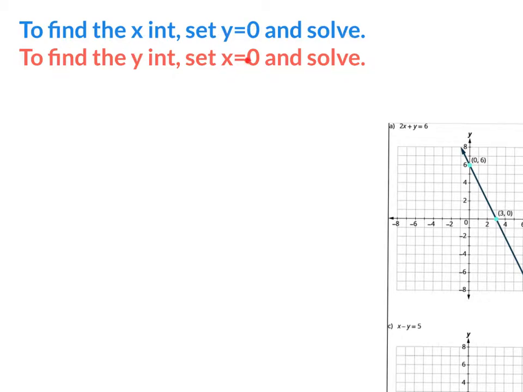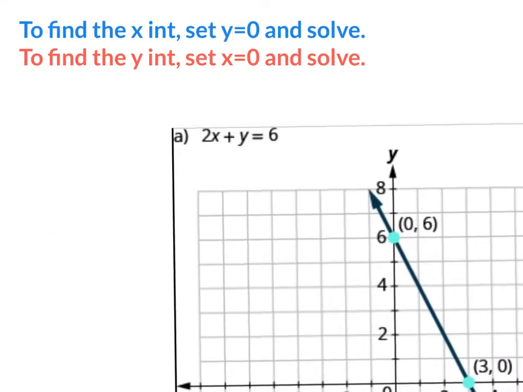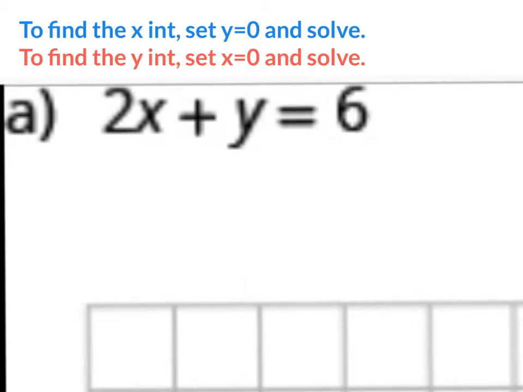To find the y-intercept, you set x equal to 0 and solve. Now, why do we need to know this? Because you're not always going to be able to see the graph. So let's zoom into this guy, and let's pretend we don't see that graph.